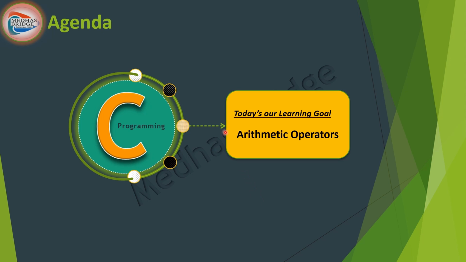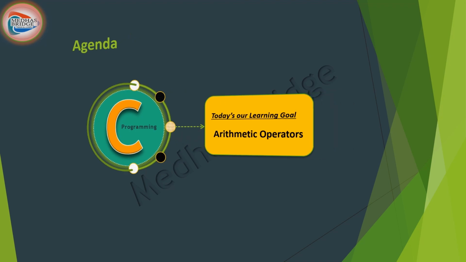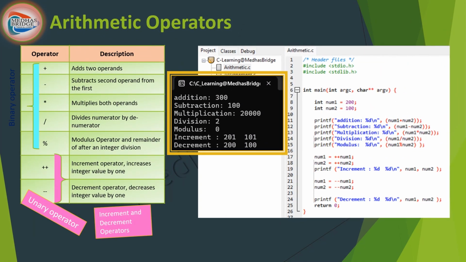Here is today's agenda. Let's look at arithmetic operators. We have plus, minus, star, division and percentage, right? Plus means adding two operands. Plus is an operator which operates on operands. We require two operands, right? A plus b, a minus b.